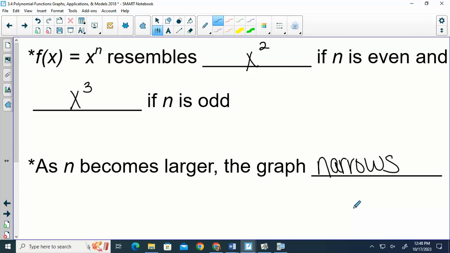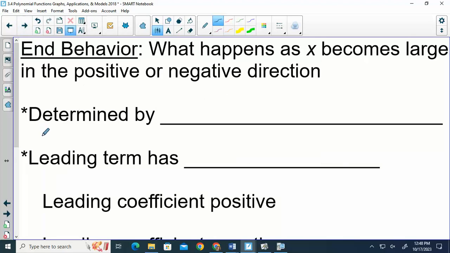But this leads us into a very important concept as we get ready to graph polynomials. We can identify the end behavior of a graph based solely on that degree. So end behavior is what's happening when you have really big or really small x's. So as x is going to positive or negative infinity, which direction are the ends pointing? It is determined by the leading term. So every other term changes the middle of the graph, but the leading term dictates the ends.